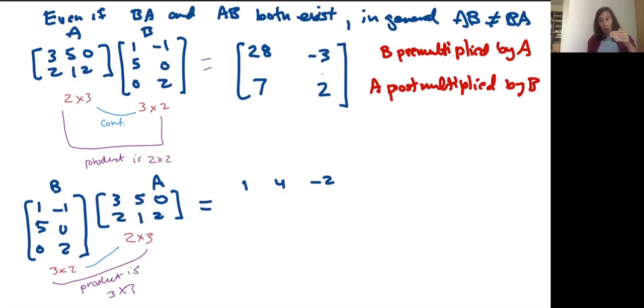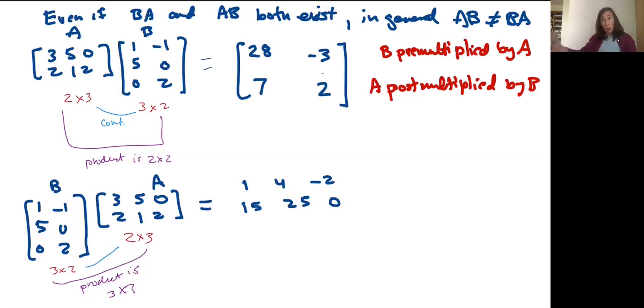Now for the second row of the product, we're going to take the second row, the 5 0 row of B, and multiply by each column of A to get the 3 elements in the second row there. So the 5 0 row multiplied by the 3, 2 column gives me 15, 25, and 0. Okay, then let's just check that. 5 times 3 plus 0 times 2, so it's 15. 5 times 5 plus 0 times 1, that's good. 5 times 0 plus 0 times 0, all good.